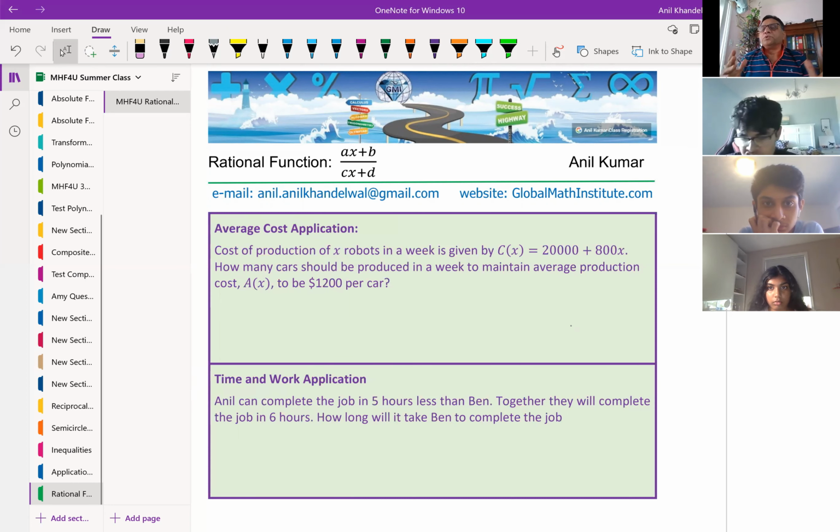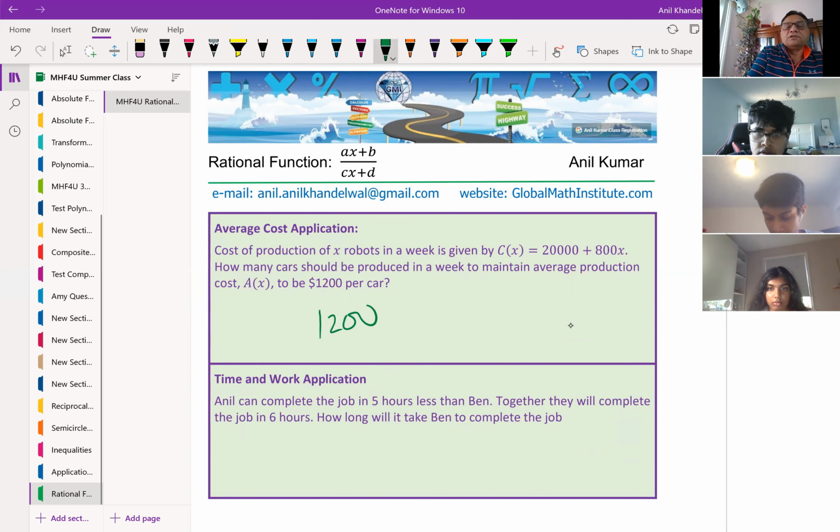Average, you understand the meaning of average, right? Average is divided by the total number, right? So here it is X, correct? So C of X equals 20,000 plus 800X. You want to find the average cost, divide by X. The average cost is 1200, so divide this whole function by X, which will be equal to C of X divided by X.